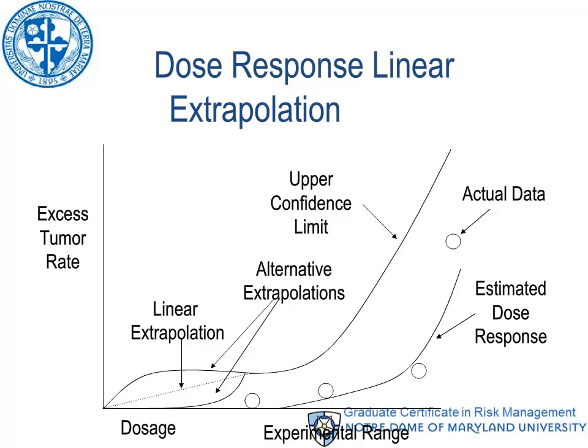And that's where we take the origin, the 0 point, and the end of that upper confidence limit, and we just connect them. That relies on an assumption of no threshold, meaning that even one atom of this chemical could cause adverse health effects. And then there are alternative extrapolations from the end of the upper confidence limit to the origin. And so we really don't know what mathematical model fits there. So for the most part, people use a linear extrapolation, and I'll give you an example of that in the next slide.